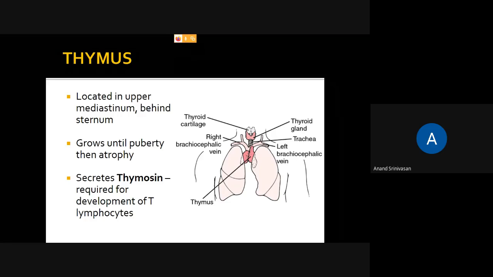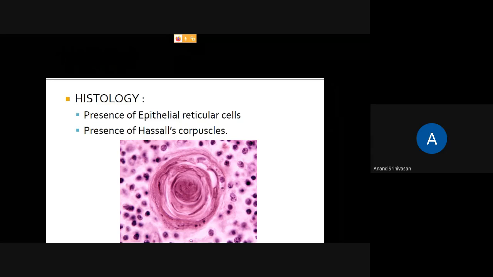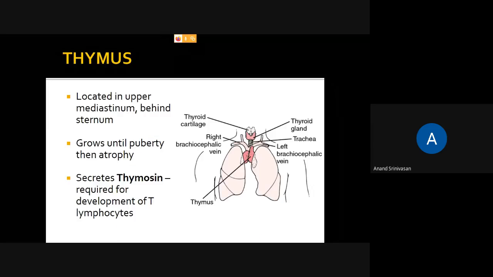Any doubts? No, doctor. All right. Regarding the histology, the thymus is made up of epithelial reticular tissue, and there are certain cells that look circular, called Hassall's corpuscles. So epithelial reticular cells and Hassall's corpuscles are found in the thymus gland.